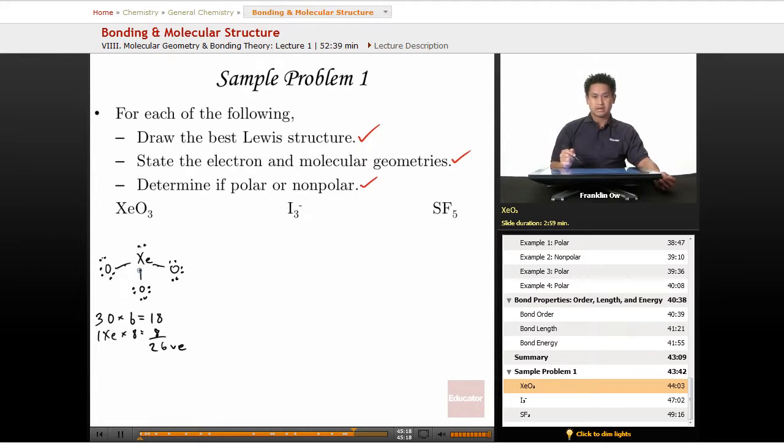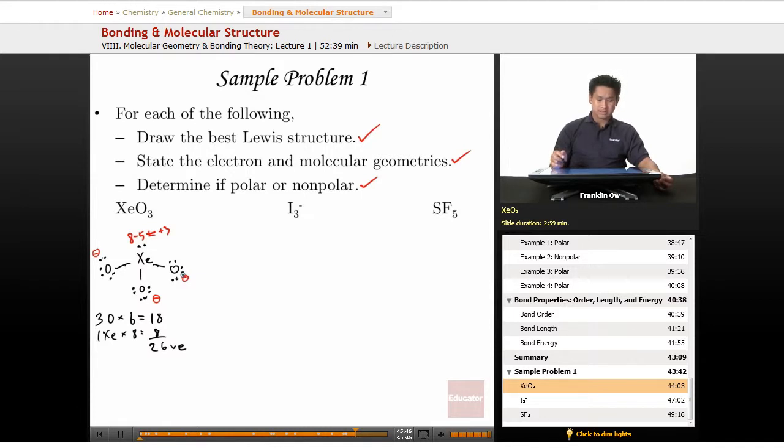So this looks all right. Everybody's octet is complete, and I've used exactly 26 valence electrons. Let's look at the formal charges, though. The formal charge of the xenon is going to be 8 minus 5, which is positive 3. Each oxygen is negative 1. Okay, so remember, formal charges of 0 are best, everybody. And so positive 3 is pretty far from 0.